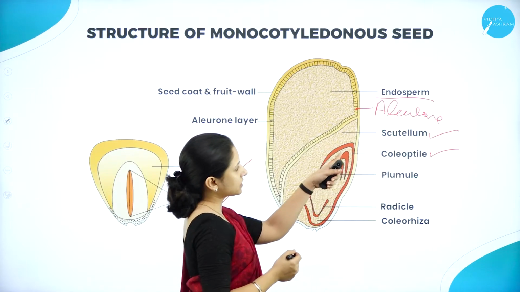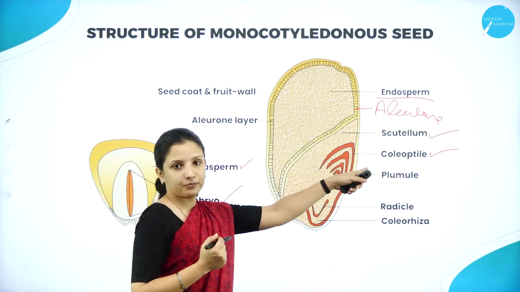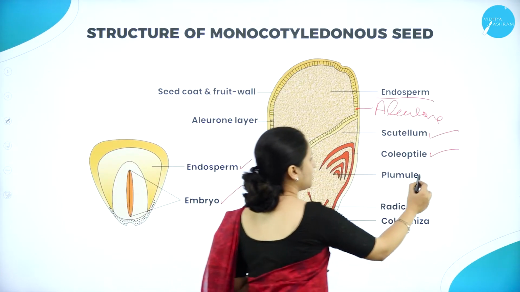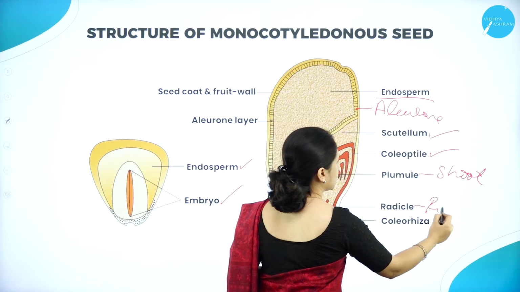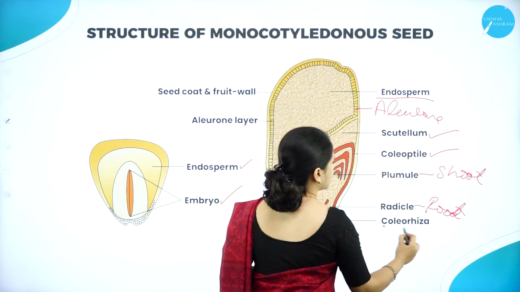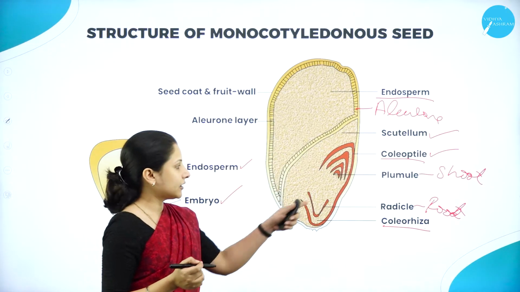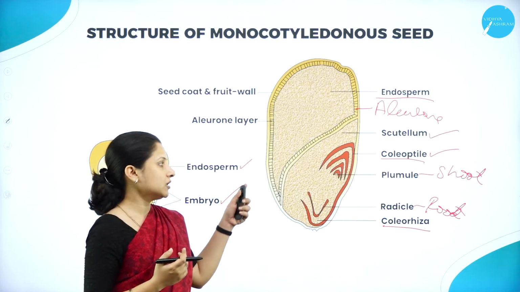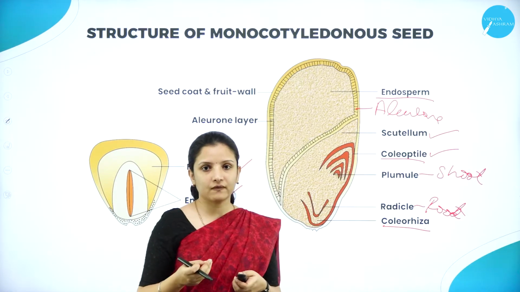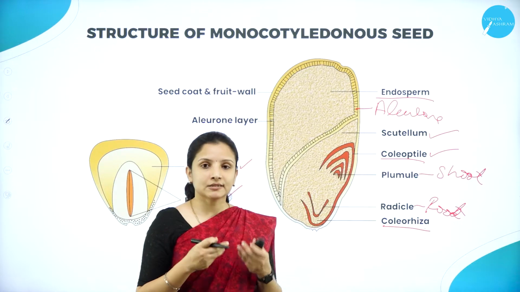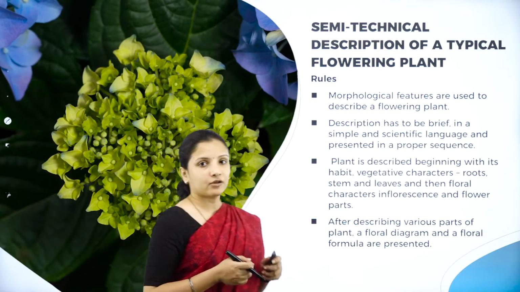The coleoptile is placed just above the plumule. The main function of the coleoptile is to support or protect the plumule. From the plumule, the shoot develops, and from the radicle the root develops, and there is one more structure called the coleorhiza. The coleoptile is a protective covering of the plumule, and the coleorhiza is a protective covering of the radicle region. Because the plumule and the radicle are very important for shoot and root development, and they are very fragile, still weak and very young, these are used to protect them. So this is about the seeds.